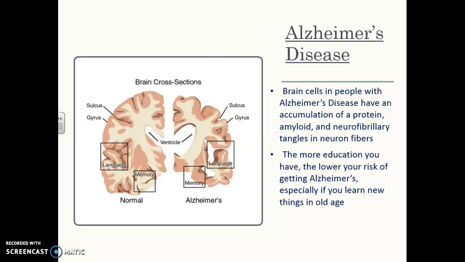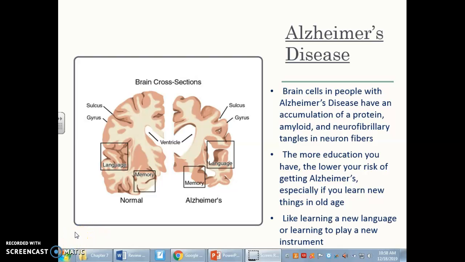So there is a correlation. The more education you have, the lower your risk of getting Alzheimer's, especially if you learn new things in old age. Some examples are learning a new language or learning to play a new instrument.